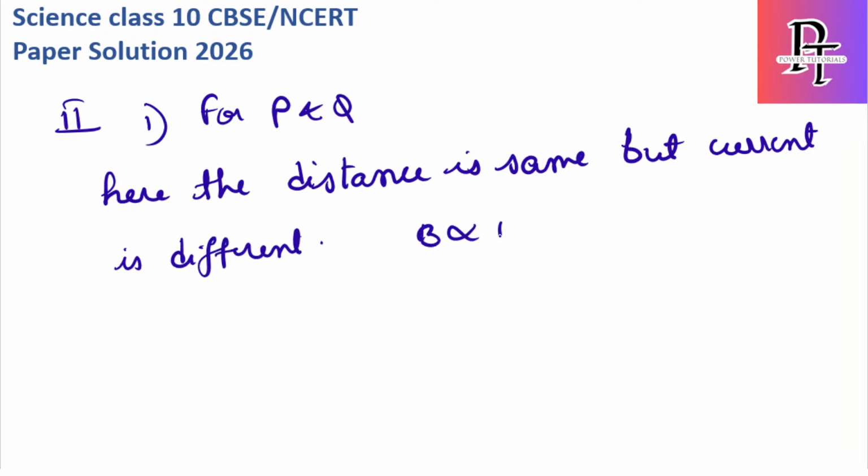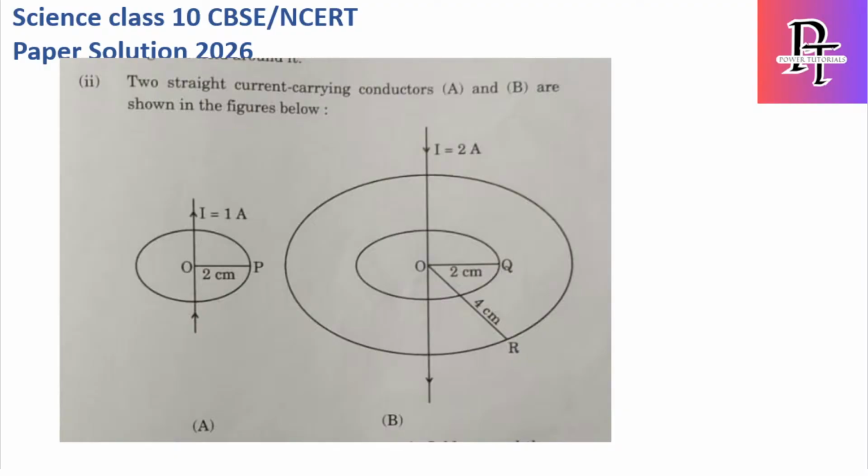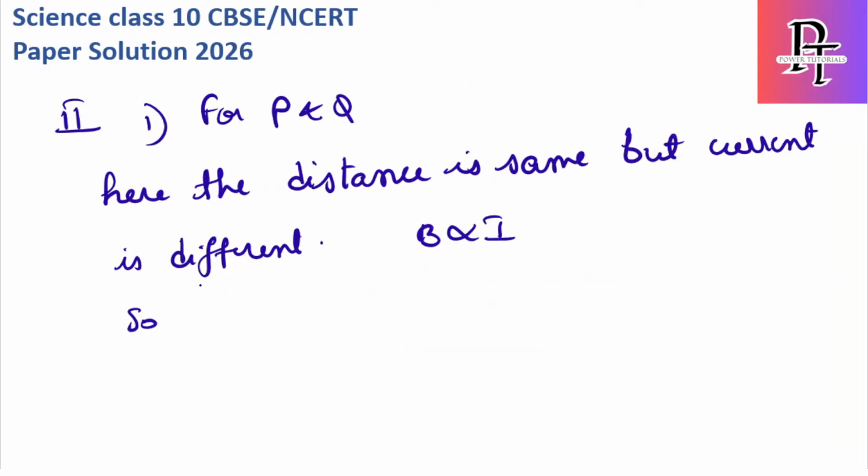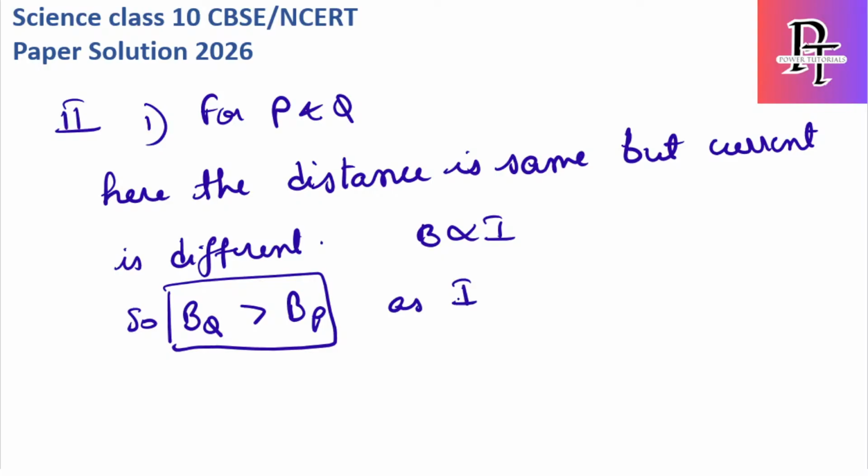B is proportional to I, so this current is higher at Q. B of Q is greater than B of P. Why? As the current of Q is greater than the current of P, which is 2 amperes greater than 1 ampere.